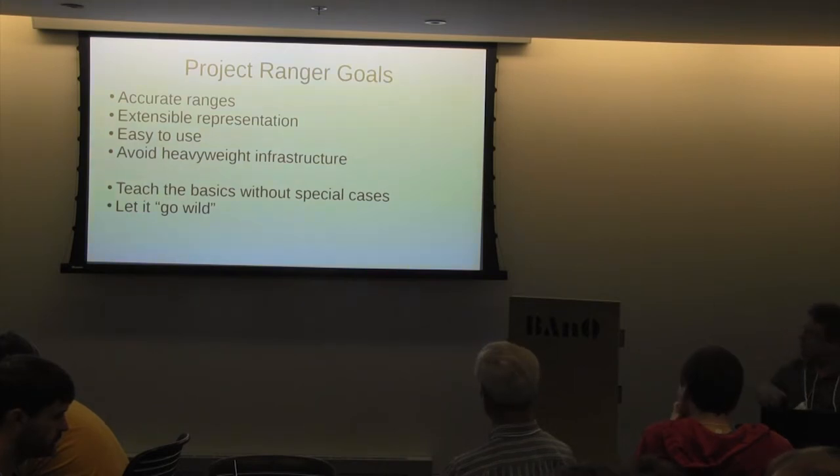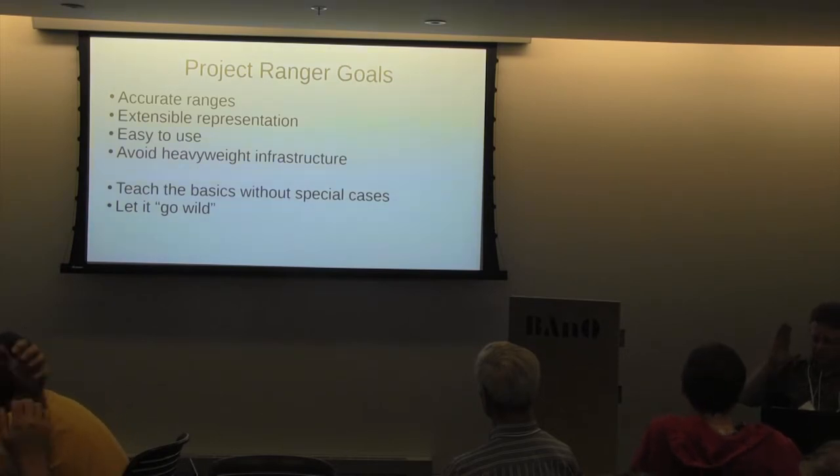So these are the original goals of the project. Currently in GCC, you can get a range, but it's only two endpoints, or it's an anti-range, which we discussed. You can do a not-zero or something. I'm not going to go into too much detail, but this is what we're trying to do.